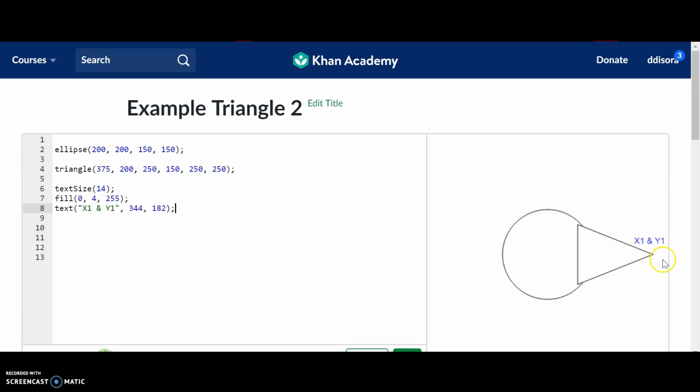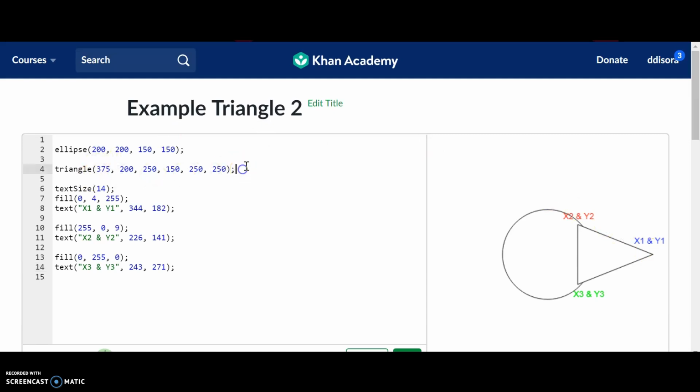Okay, so what we're going to do, we're going to call this point right here x1 and y1. This point right here, we are going to call x2, y2. And then the third one, obviously x3, y3. Now, it is relatively easy when you break it down to look like this.